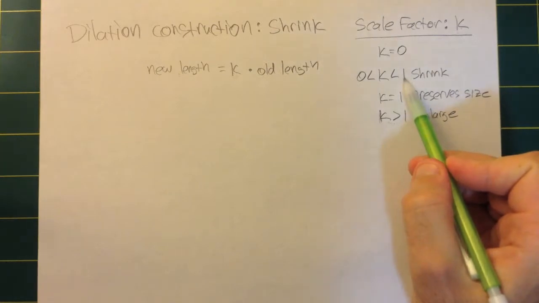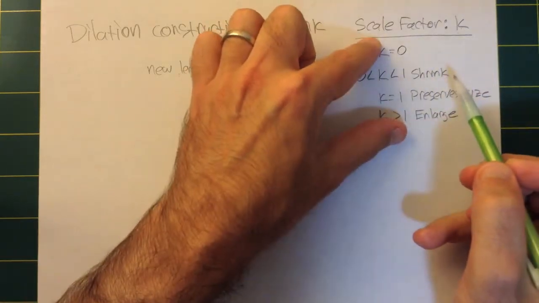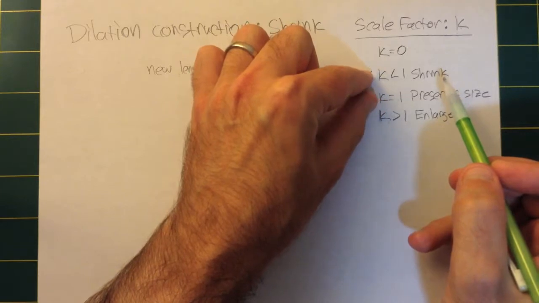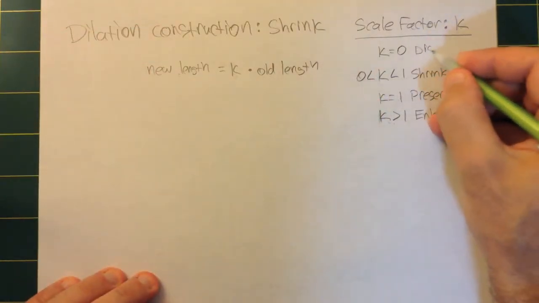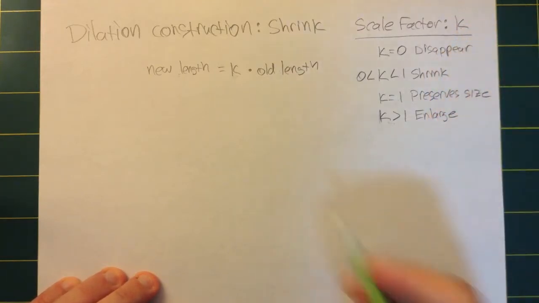And you can imagine if your scale factor, the value of K, kept getting smaller and smaller and closer to 0, you'd have your shape and it would keep shrinking, shrinking, shrinking until eventually you got to K being 0, and then poof, your shape would disappear. It would shrink down into nothing.